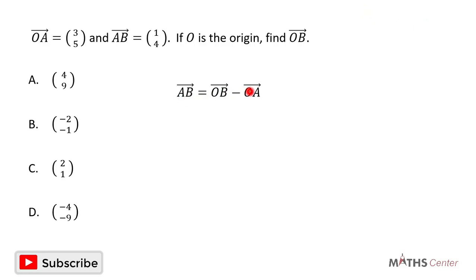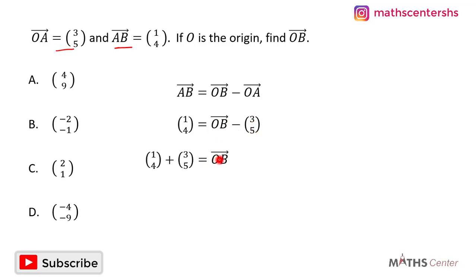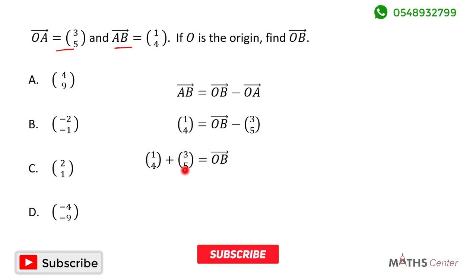minus the position vector of A, which is given by the vector OA. We have the vector AB as 1, 4, and the vector OA as 3, 5. So we can substitute it here and find the vector OB. The vector AB is 1, 4, and the vector OA is 3, 5. So you have 1, 4 is equal to the vector OB minus 3, 5. So the vector OB will be equal to 1, 4 plus 3, 5.